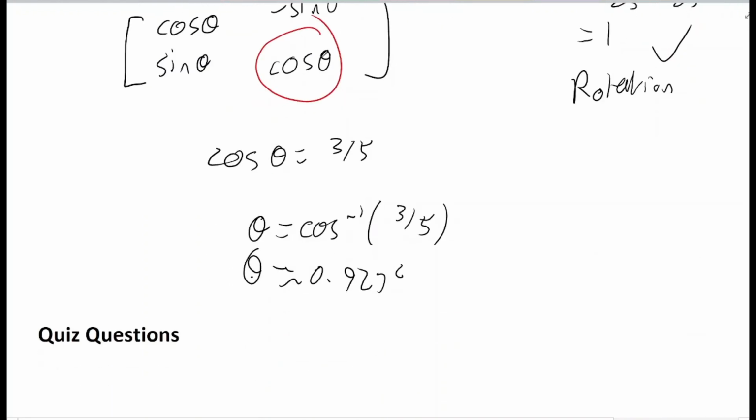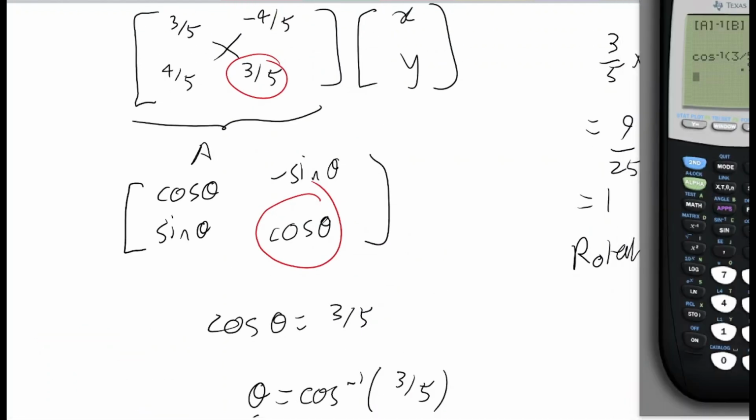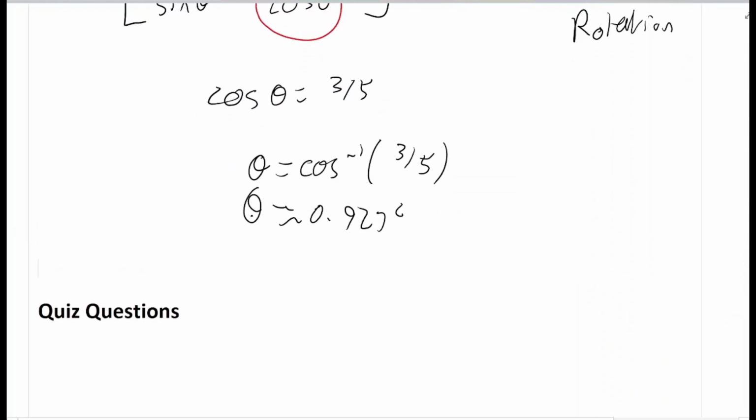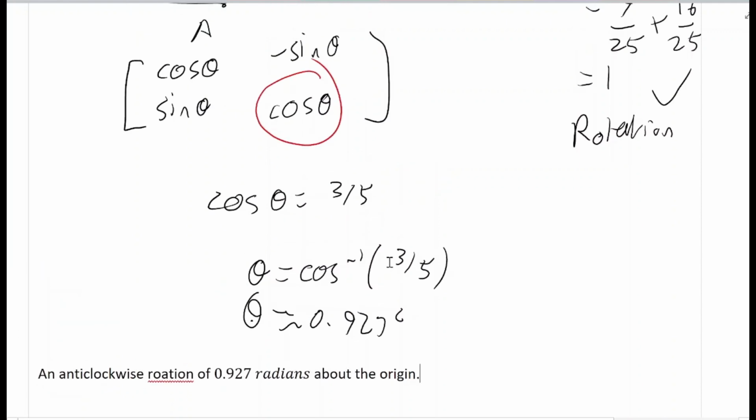Okay, now really importantly, you could get this as well by doing inverse sine of 4/5, and we'll just check that we get the same thing. Indeed we do. So whatever way you slice it, what we have here is an anti-clockwise rotation of 0.927 radians about the origin. That is what this transformation is describing.